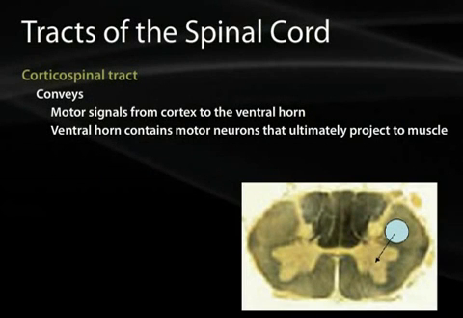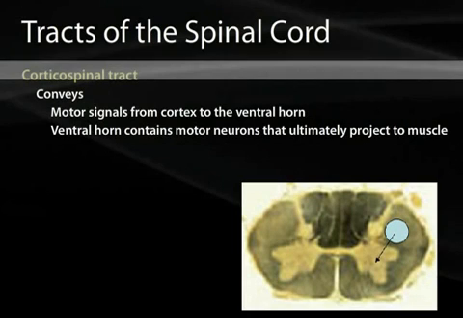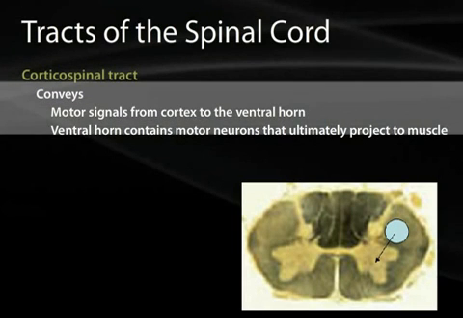Here we see the area of the corticospinal tract conveying motor signals from the cortex to the ventral horn. The ventral horn will contain the motor neurons that ultimately project to the muscle. So this is a 2-neuron system, and it's extremely important to remember that there are two neurons here, because lesioning one neuron will have very different effects than lesioning the other neuron. And that's why it's called upper motor neuron versus lower motor neuron deficits.